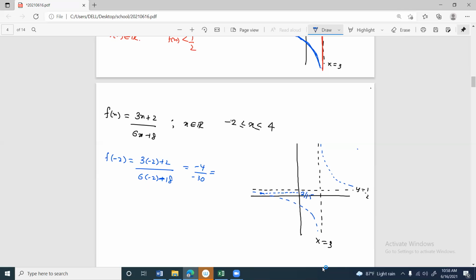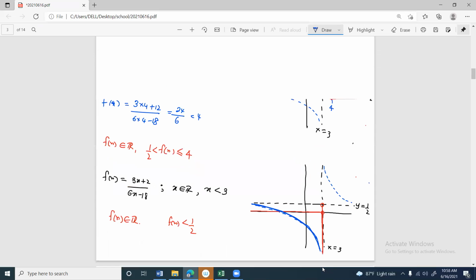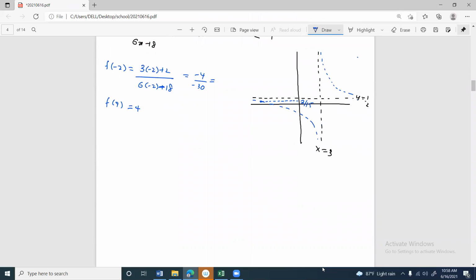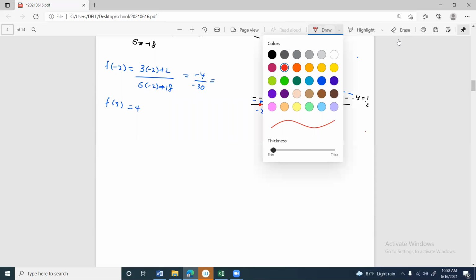Then the other boundary, f(4). We already found this f(4) value over here, therefore I'm not going to do it again. f(4) is again 4. So if I just mark the value for 4, this is minus 2. Now you know what the x range is. The x range is starting from minus 2 and it goes till 4.